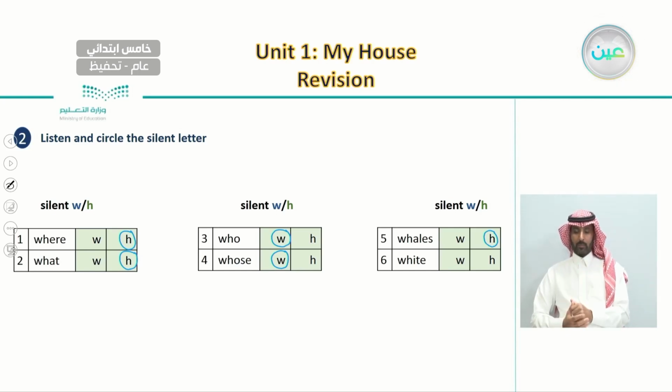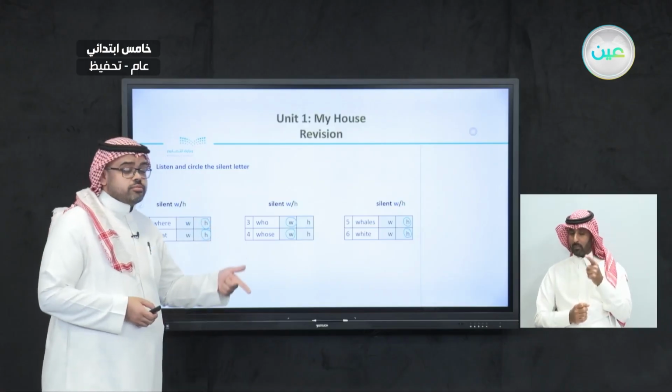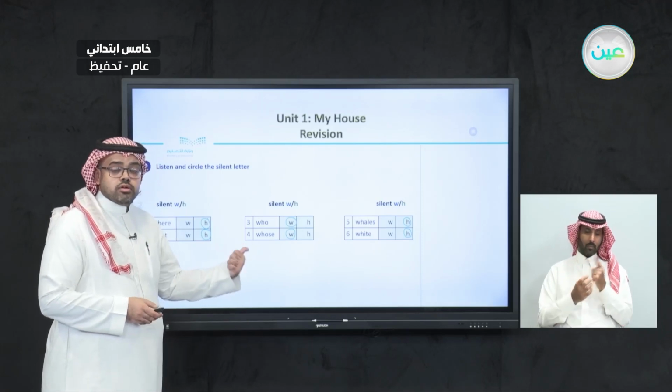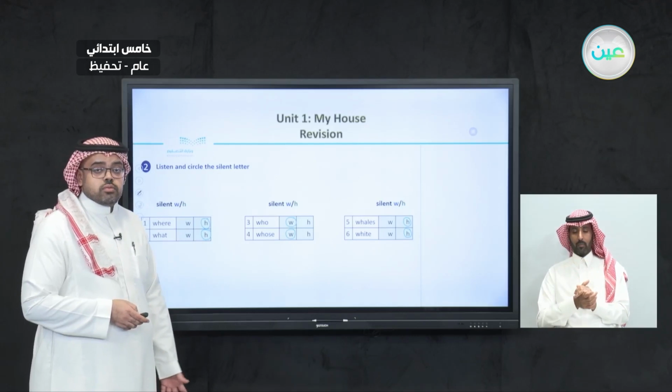And finally, number 6. The sixth word is white. White. So what is the silent letter here with the word white? It is letter H. So here we go. These are the words that we listened to, we said them together, and also we circled the silent letters of each of these words.